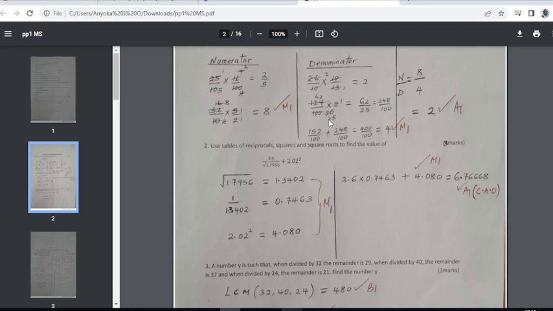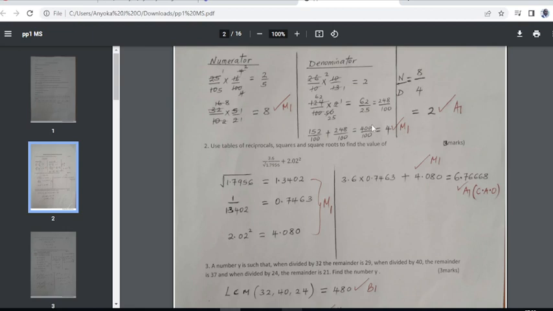Then we go to multiplication. 1.24 is 124 over 100 times 2, and then we have 248 over 100. Then we come to addition. We add, we get 152 over 100, plus 248 over 100, 400 over 100, which is 4. So numerator over denominator, 8 over 4, which equals 2.